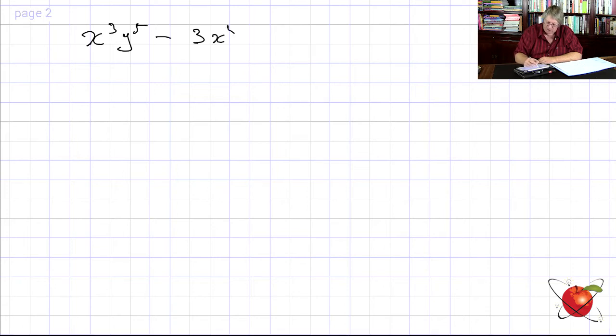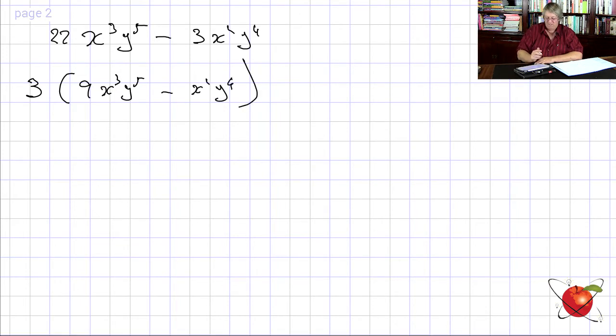3x squared y to the 4th? Well, let's look. What's the highest x? First, the numbers. There's no numbers, right? Let's put in a 27 here, which means, yes, I could take out a 3, because that's 9x cubed y to the 5th minus x squared y to the 4th. You happy with that? Because 3 9s are 27.